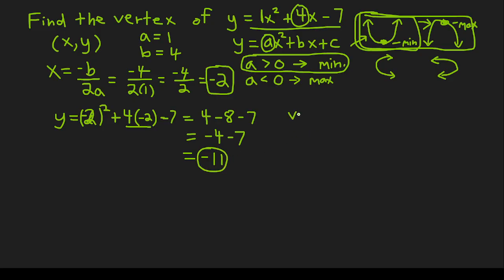Therefore, the vertex for this equation, or this function for the parabola, is going to be negative 2 for x, and then we have a comma, negative 11. And that, my friends, is the final answer for find the vertex of this function, y equals x squared plus 4x minus 7.